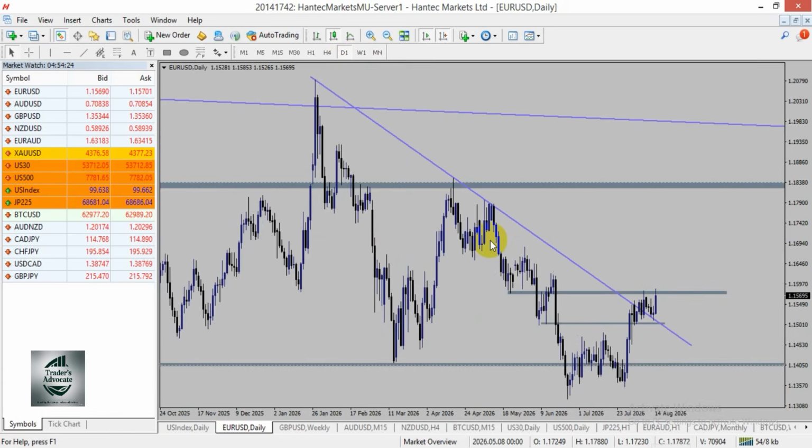But I'll be leaning more towards the S&P 500, US 30, Japan 225, and gold, because I told you guys earlier on that liquidity has left the currency market. So hence the reason the market is just moving sideways and sluggish.